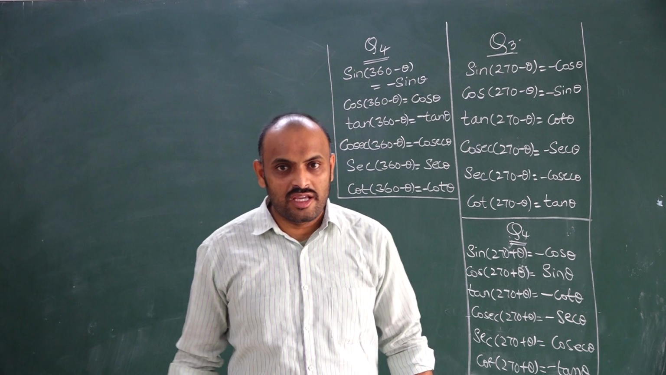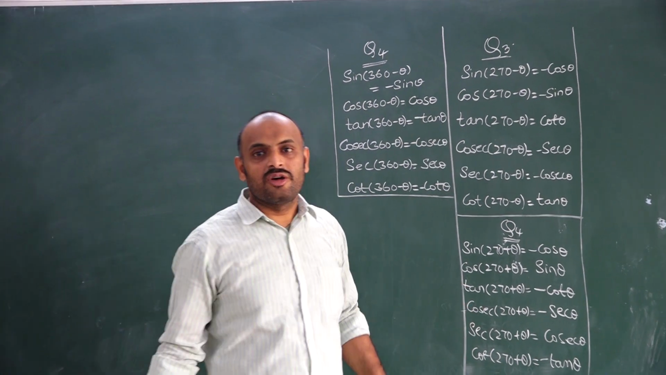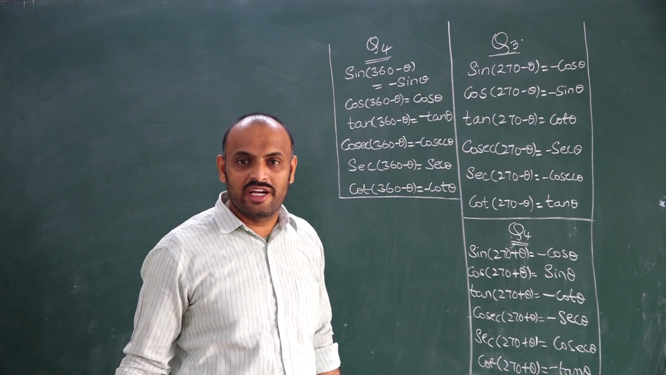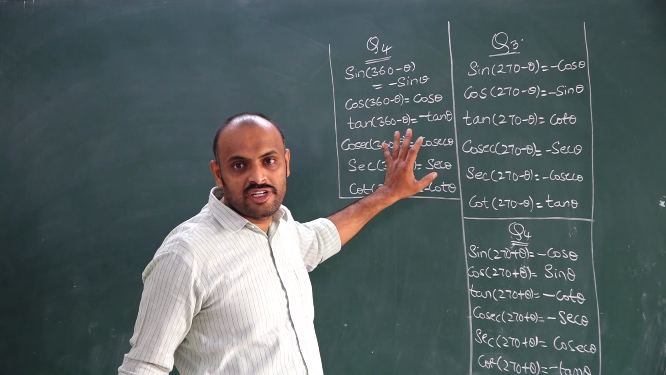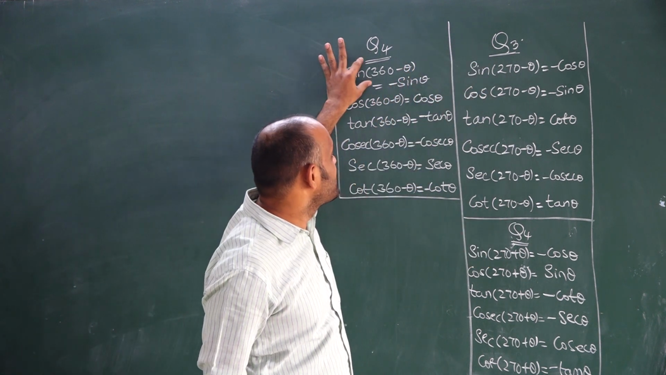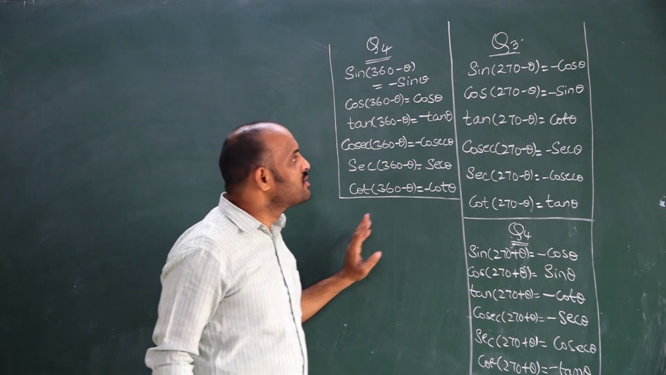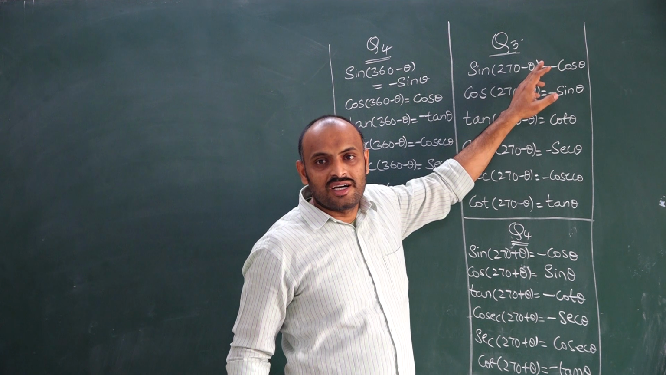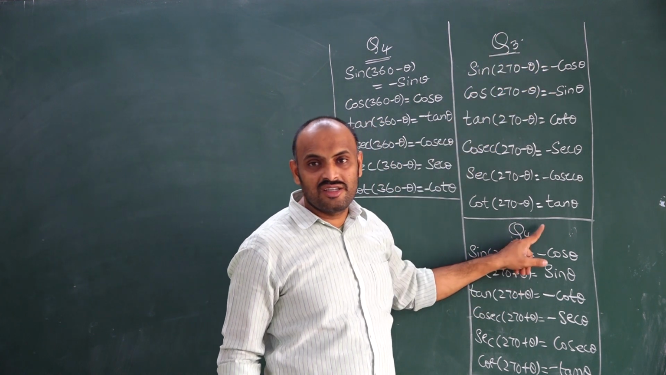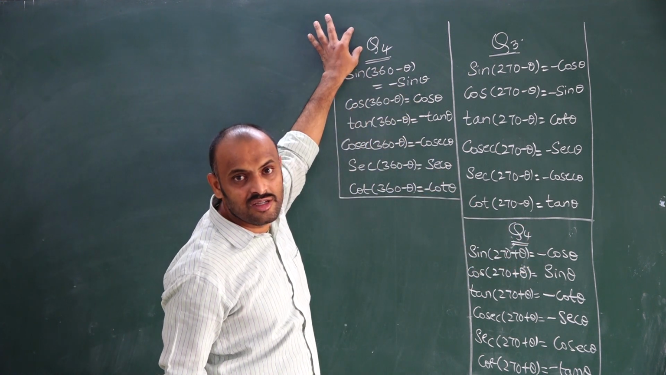Today we are going to see the remaining topics of the quadrants. In the quadrant already we have seen 90 plus A, 90 minus A, 180 minus A, 180 plus A. Now we are going to concentrate on 270 minus theta, 270 plus theta, 360 minus theta and 360 plus theta also. 270 minus theta lies in the third quadrant. 270 plus theta lies in the fourth quadrant. 360 minus theta also lies in the fourth quadrant.